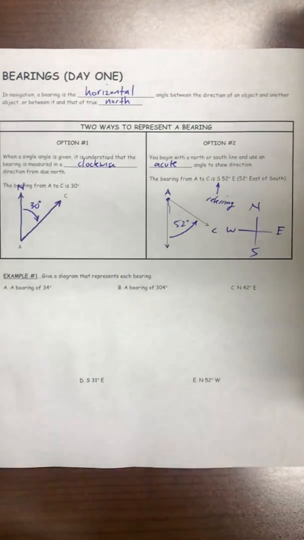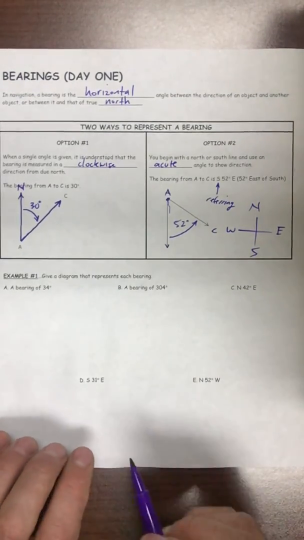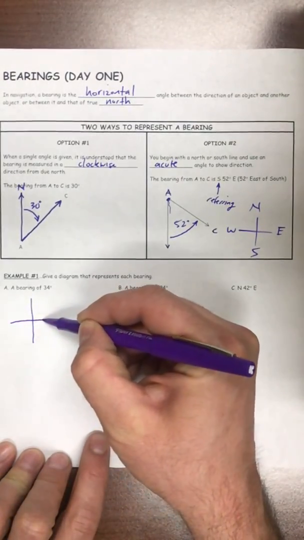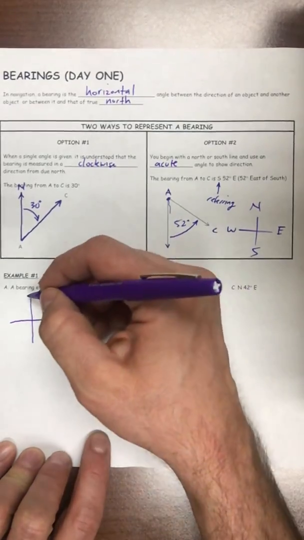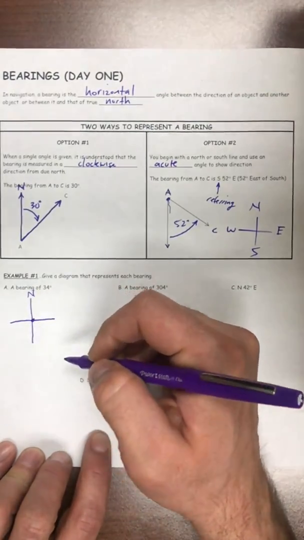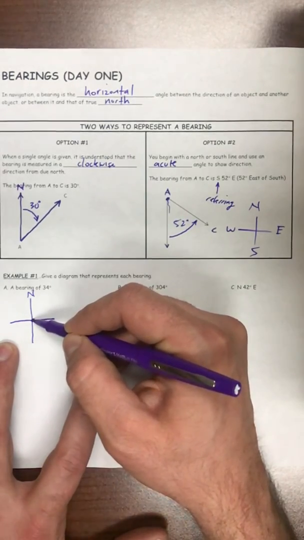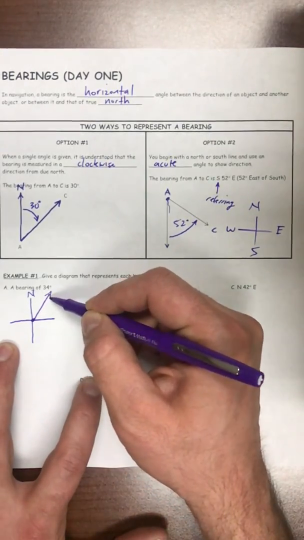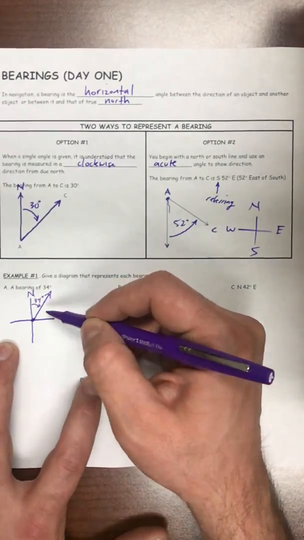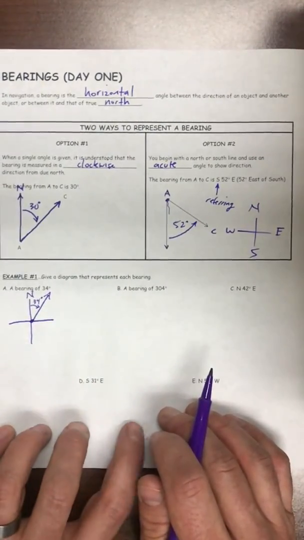Okay, so give a diagram that represents each bearing. The first one's a bearing of 34 degrees. Typically what we want you to do is just draw a full axis here with this representing north, and then give a vector that represents your direction. You're always going to start at the origin. A bearing of 34 degrees means we're going towards the northeast direction, and then just give a little angle showing which direction you moved and how much, 34 degrees.